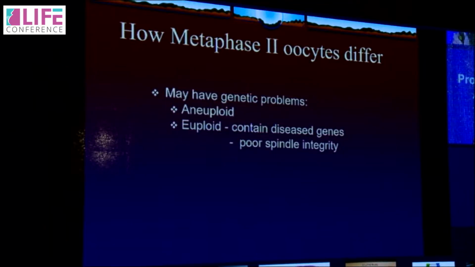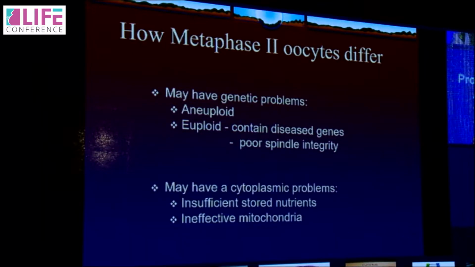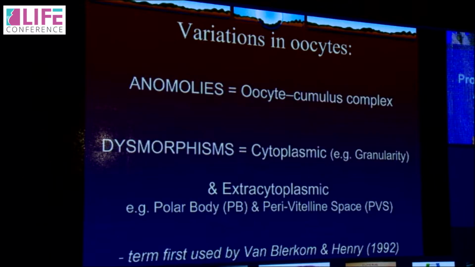So, metaphase 2 oocytes, how do they differ? Well, we know that there can be genetic problems, they can be aneuploid, but they can also be euploid. They can carry genetic diseases, but even if they are euploid, the spindle integrity does vary. And you do have cytoplasmic problems as well. These relate to nutrition and they relate to ineffective mitochondria.